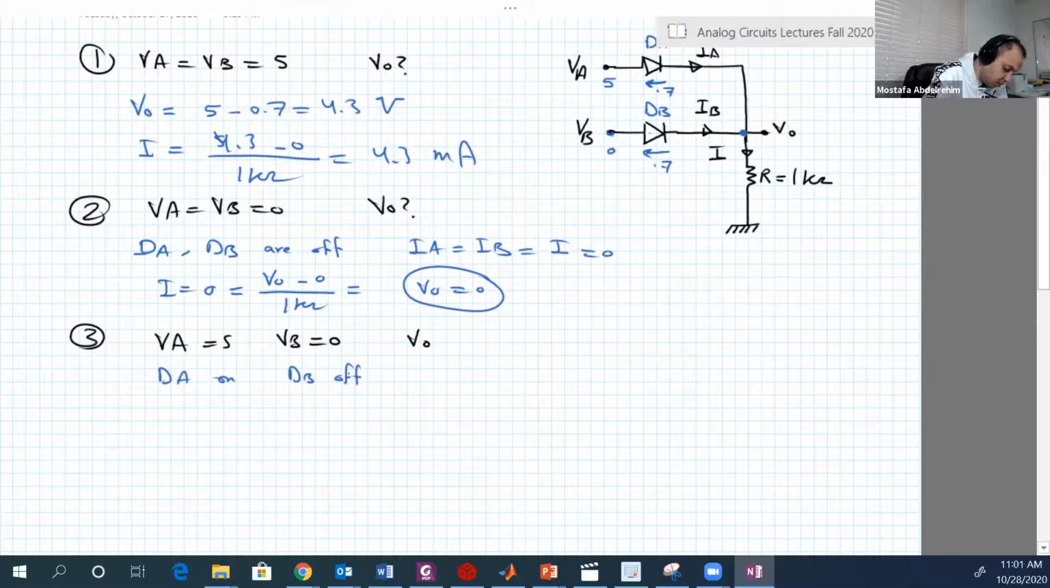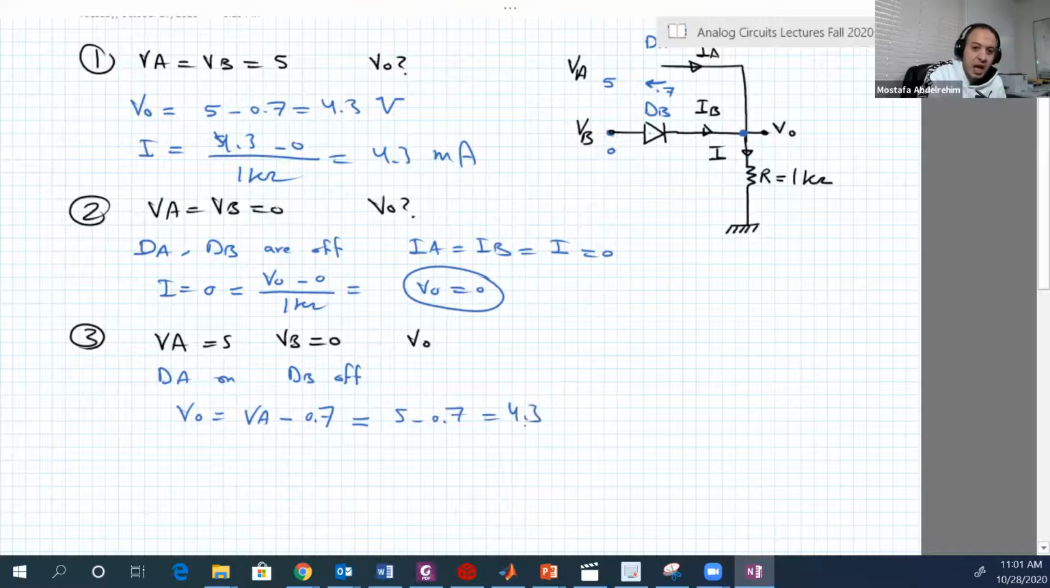Okay. So again, now this branch, you don't know what is the voltage on DB. So we have to find VO through the DA branch only, this one, between these 2 points. So VO again equals VA minus 0.7, the voltage drop across the diode DA. So this is equal to 5 minus 0.7 equals 4.3. And you can show easily whenever one of the inputs is 5, then the output is equal to 4.3. Okay, so again, this should be 4.3.